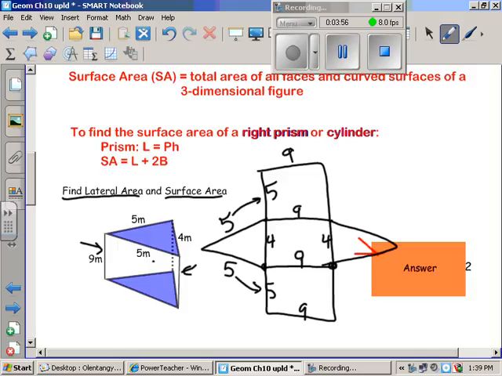So to find the areas of the lateral area, that's easy. This is 9 by 5, so that's 45. And 4 by 9, that's 36. 9 by 5, 45. So the lateral area, LA for lateral area, is 126.